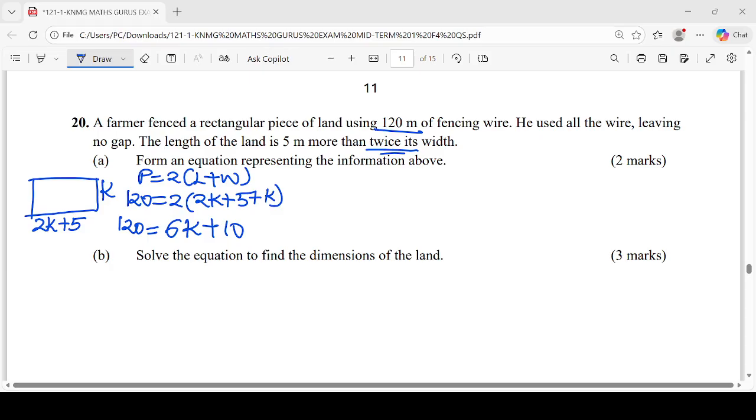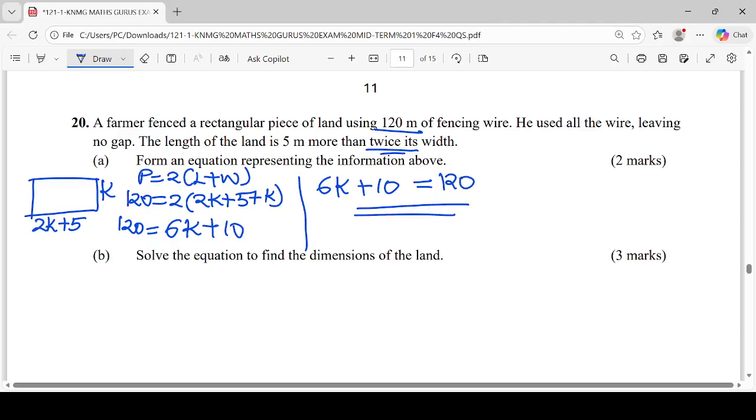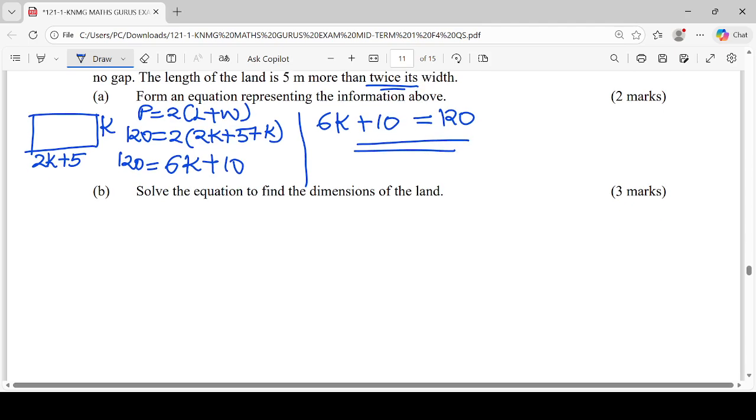So we can finally express our answer this way: 6K plus 10, equated to 120. This is what is called an equation because of the equal sign. Let's proceed to question number B. Solve the equation to find the dimensions of the land.